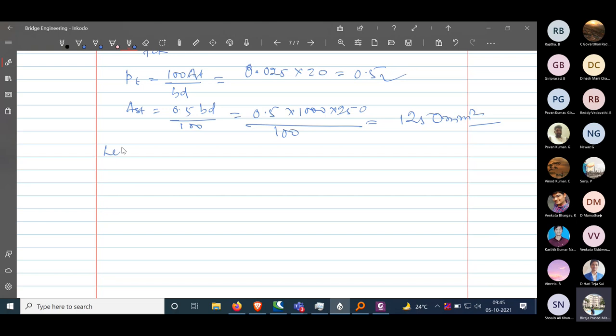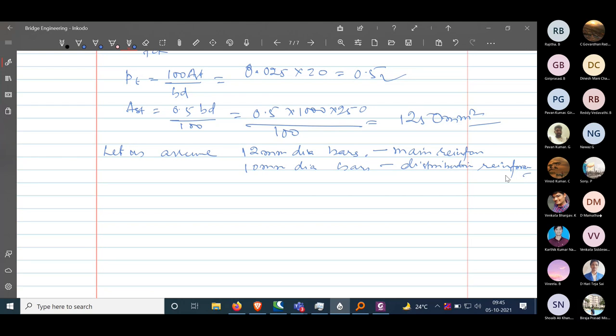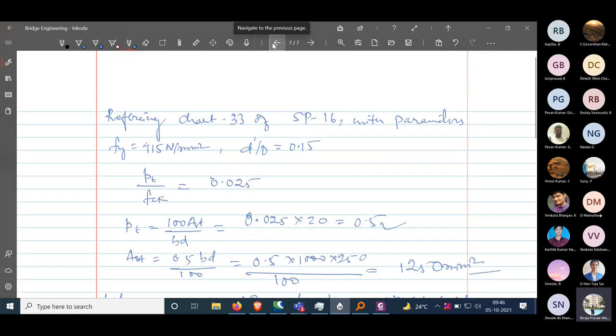Okay, so let us assume 12 mm diameter bars, this is for main reinforcement, and 10 mm diameter bars as distribution reinforcement. Okay, done. So now we will go to the design of E4.